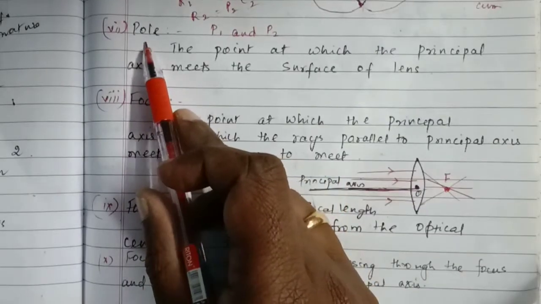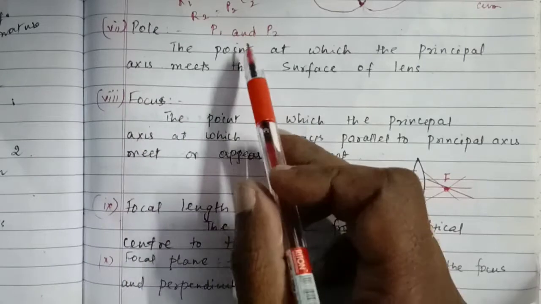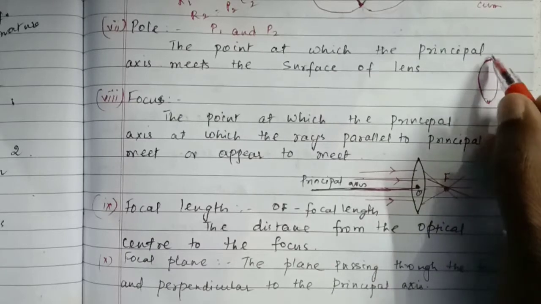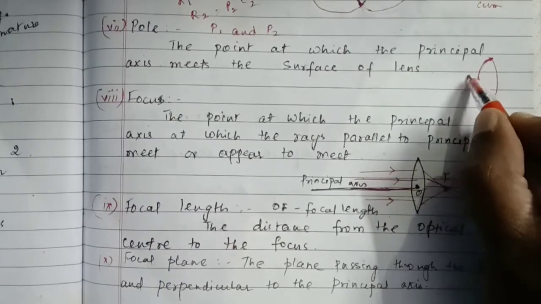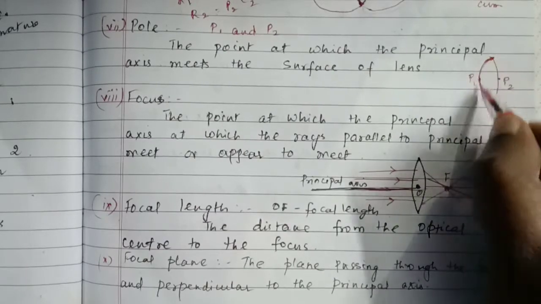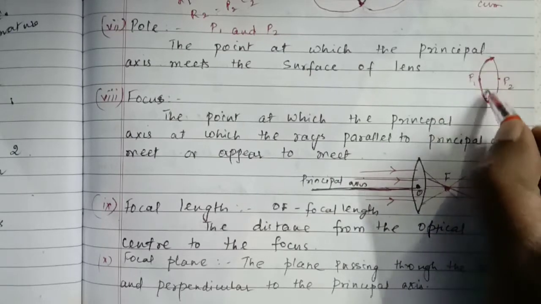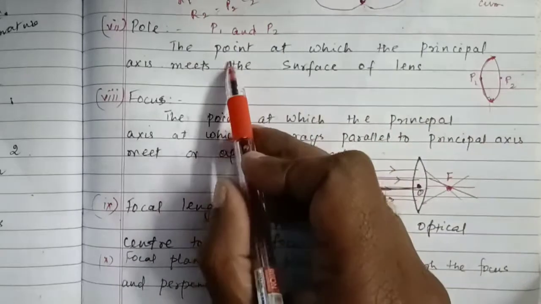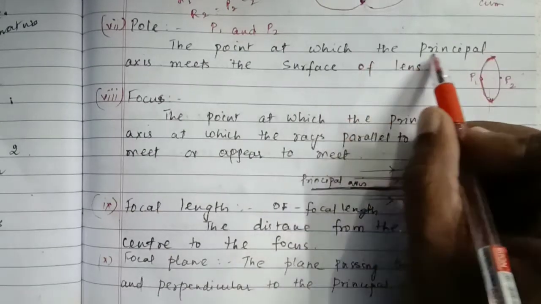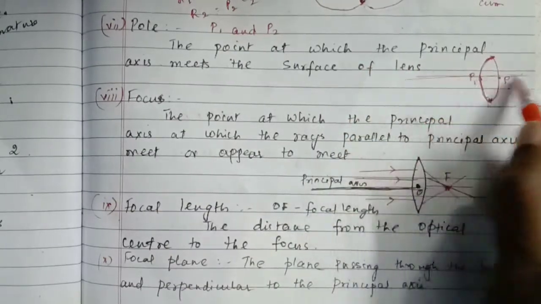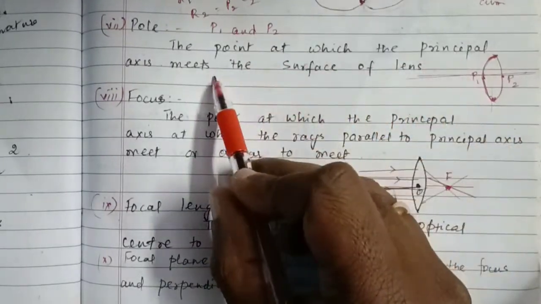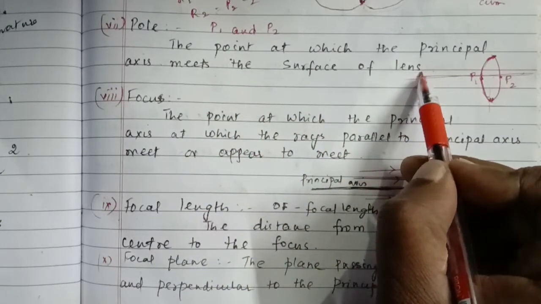The next one is pole. See, I already taught you pole is the center of the refracting surface. So this is surface 1, this is a pole and this is also a pole. So I say P1, P2, centers of the refracting surfaces. Optical center is the geometrical center. The central point of the refracting surface at which the principal axis meets. So the point at which the principal axis meets the surface of the lens is called pole.